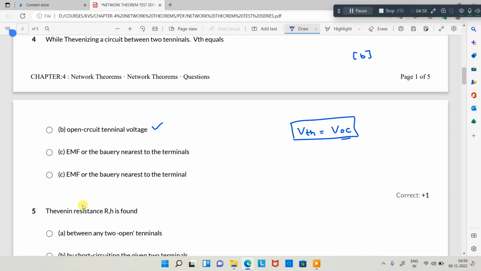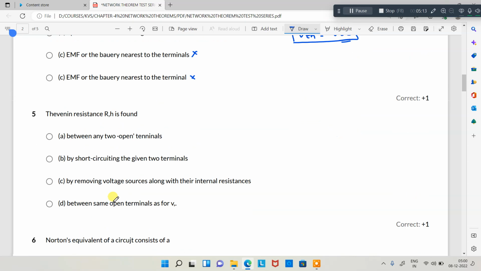So what about the remaining options here? EMF or battery nearest to the terminals? No. So this option B is correct. VTH is nothing but the open circuit voltage.